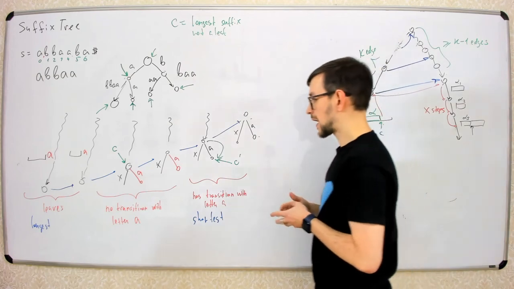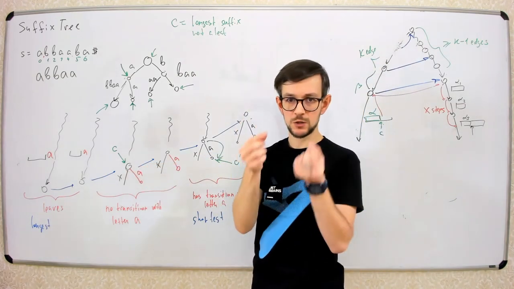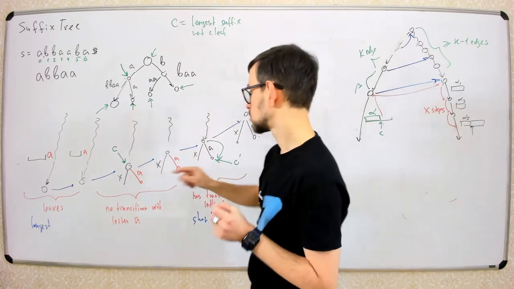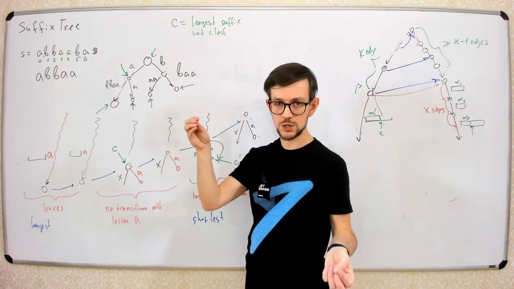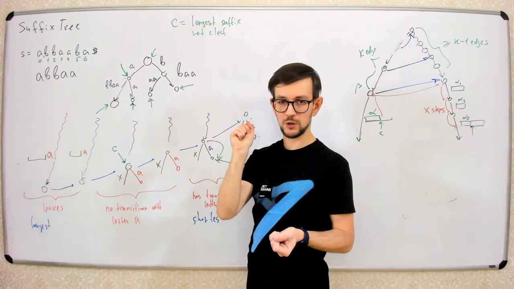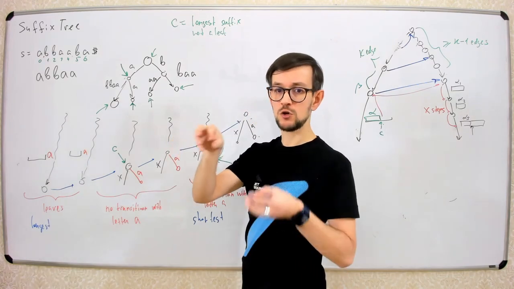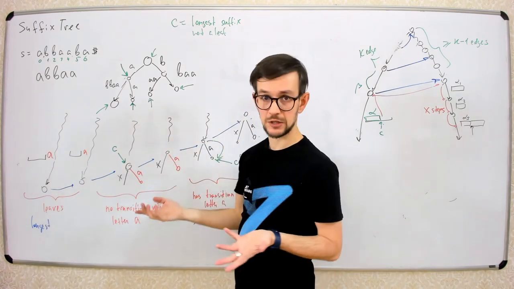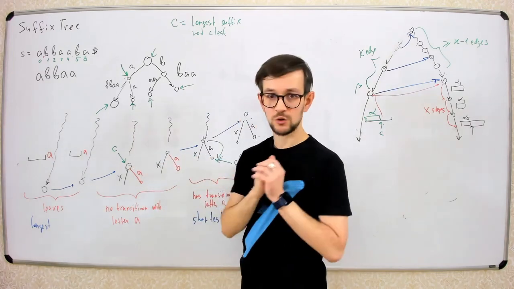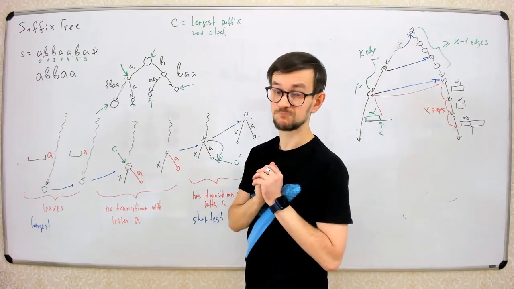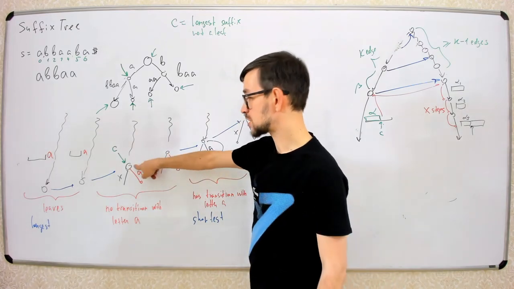Actually, it's a little bit more complicated because these positions may be in the middle of the edge, right? So at some point you need to split the edge and introduce a new node in the middle of the edge. And when you introduce a new node in the middle of the edge, you need to create a suffix link because you don't have the suffix link. You just created this node, so you don't have this suffix link, unfortunately.